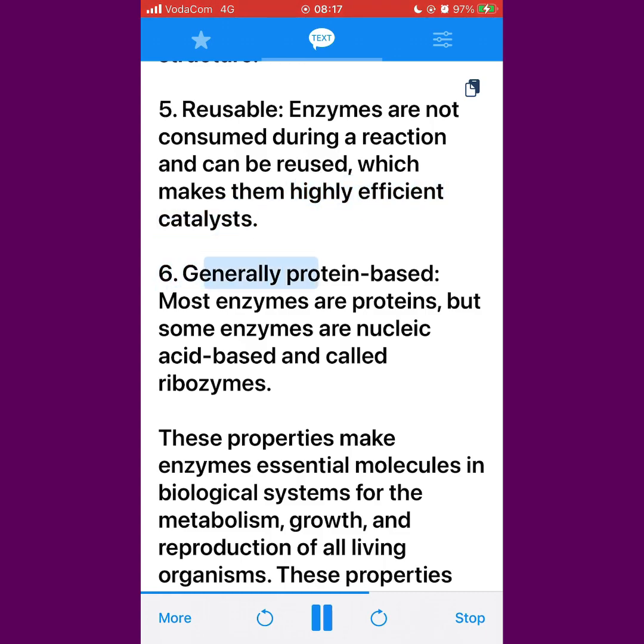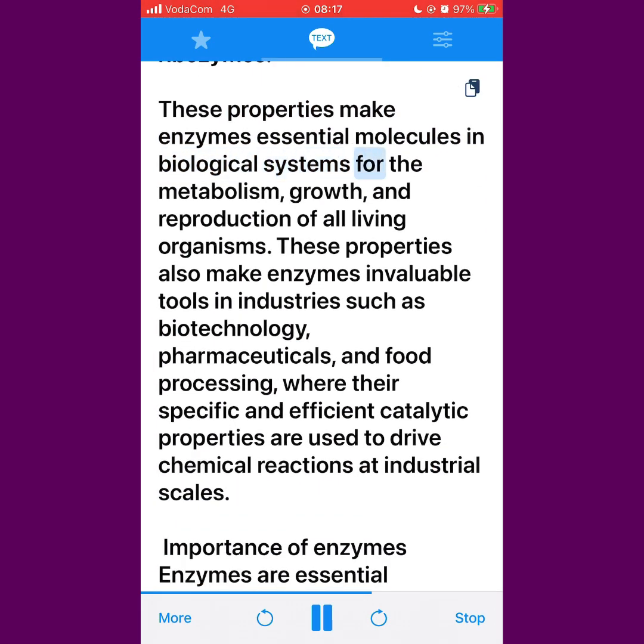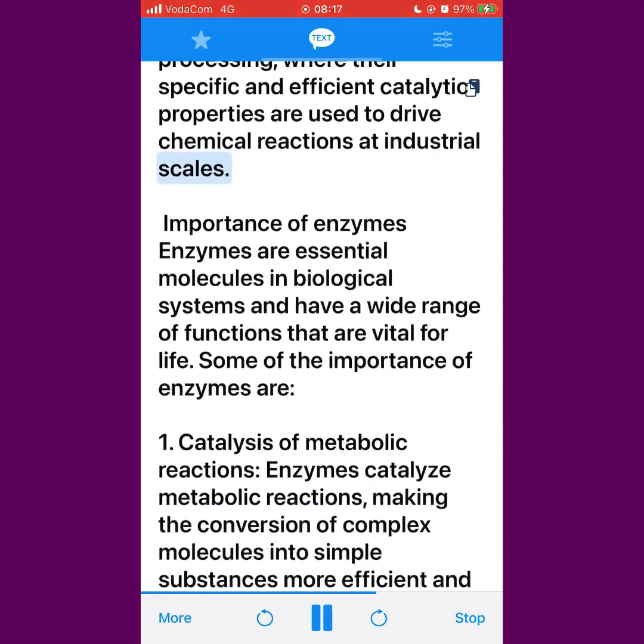6. Generally protein-based. Most enzymes are proteins, but some enzymes are nucleic acid-based and called ribozymes. These properties make enzymes essential molecules in biological systems for the metabolism, growth, and reproduction of all living organisms. These properties also make enzymes invaluable tools in industries such as biotechnology, pharmaceuticals, and food processing, where their specific and efficient catalytic properties are used to drive chemical reactions at industrial scales.